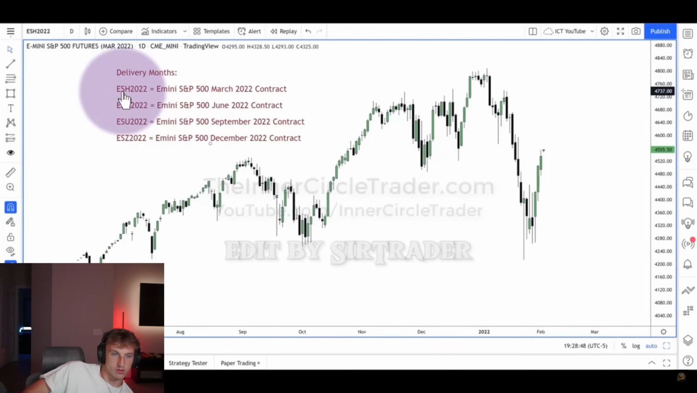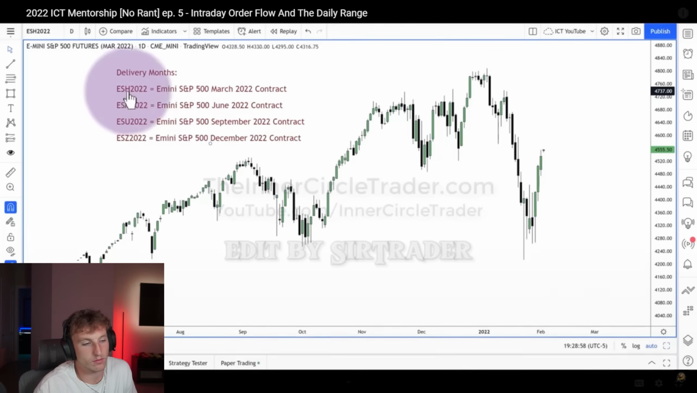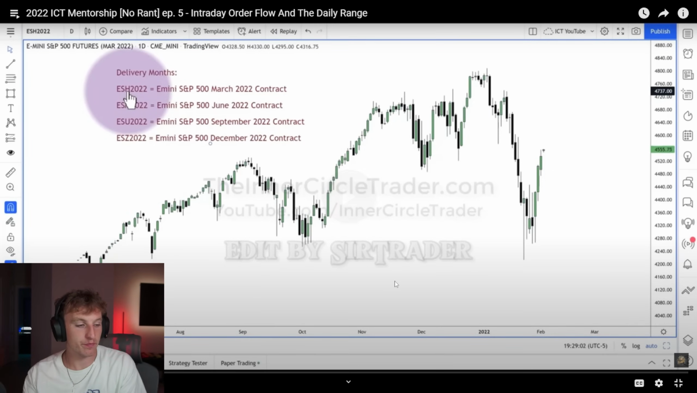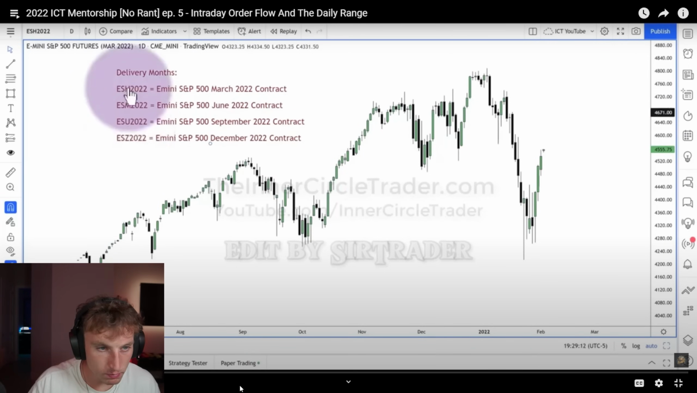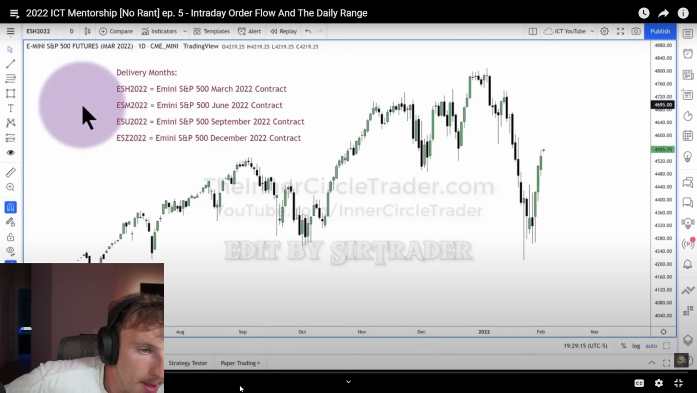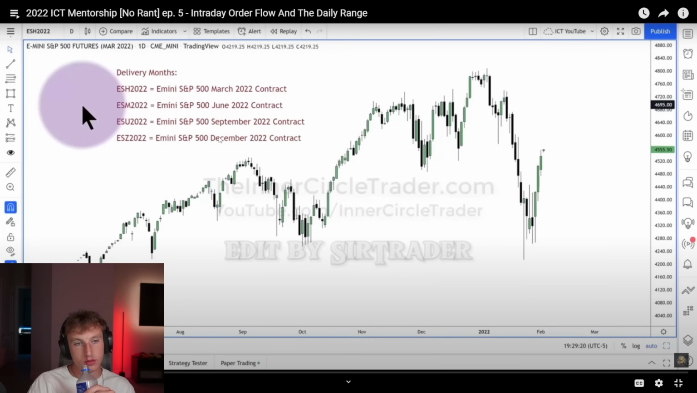ES is the symbol for E-mini S&P. H in this example stands for March. So the delivery month codes for the commodity market, H is always representing the month of March. M is June, U is September, Z is December. These are the only 4 months that the index futures trade on E-mini S&P, E-mini NASDAQ, and E-mini Dow, okay?